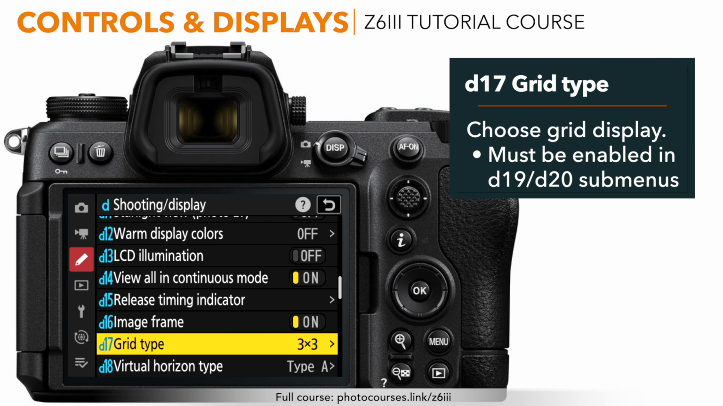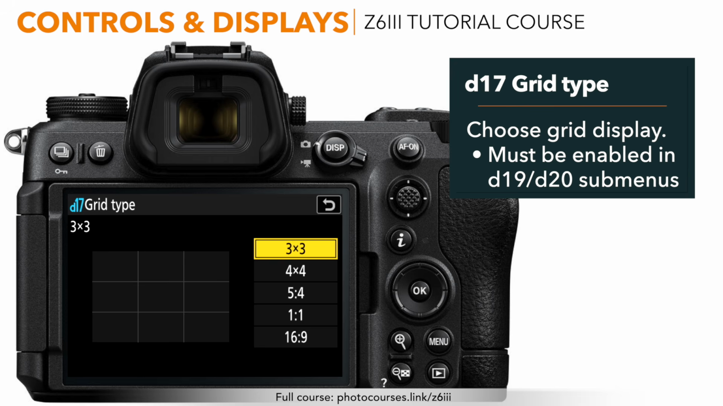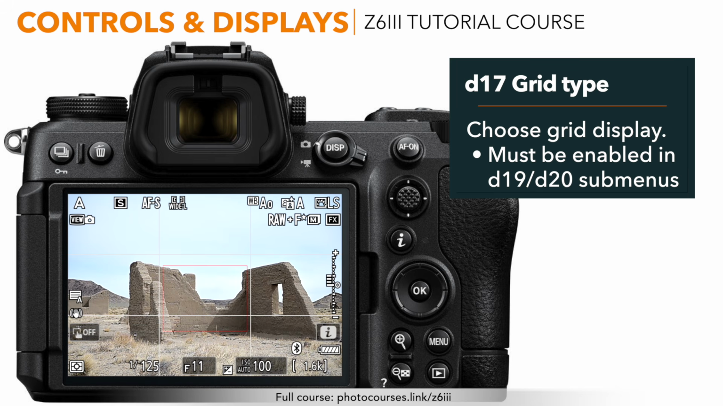In grid type, you can choose the type of grid overlay that you'll have on your screen, if that is enabled in the D19 and D20 shooting display customization menus, and we'll look at that in just a minute. There are 5 options here. You can see examples of what they all are as you select them. The 3x3 rule of thirds is probably the most popular and my preference.